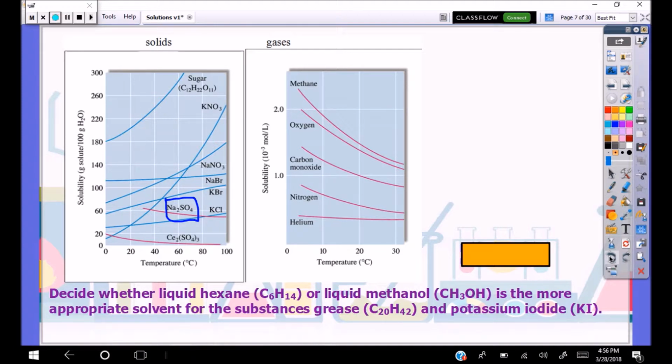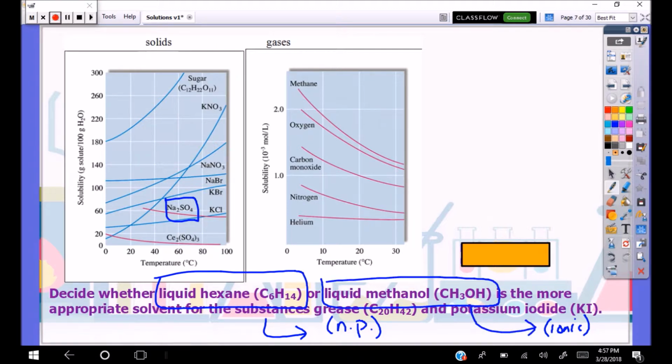So here's our task. We must decide whether liquid hexane or liquid methanol is the more appropriate solvent for grease and potassium iodide. So we need to identify the polarity of those things. We know that grease is a hydrocarbon, so it is nonpolar, whereas potassium iodide is ionic, therefore it will dissolve best in polar substances. So if we want our grease to dissolve, we want to use liquid hexane because it is nonpolar, right? Have to have the same polarity. Methanol would do a good job of dissolving KI because it is ionic.